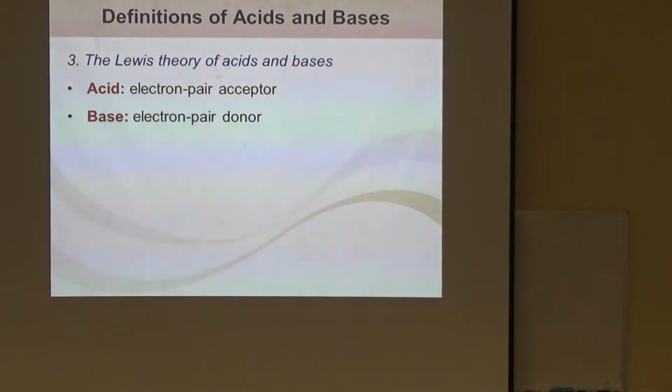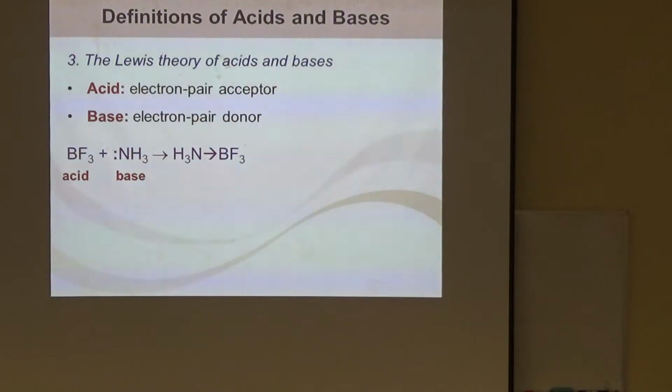Okay, so Lewis theory, acid is an electron pair acceptor, base is an electron pair donor. Back to our aluminum chloride and ammonia, can you think about this? Aluminum chloride, how many electrons around aluminum? Ammonia, does it have a pair of electrons to donate? Okay.